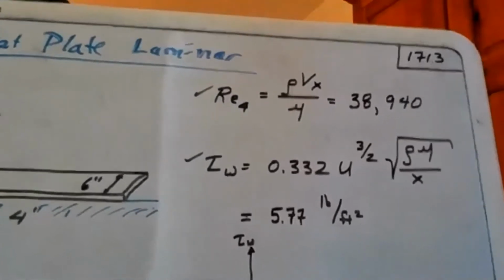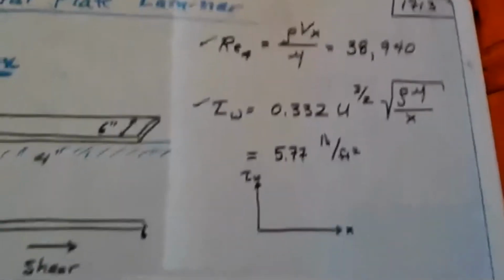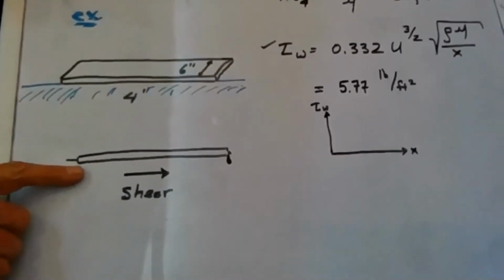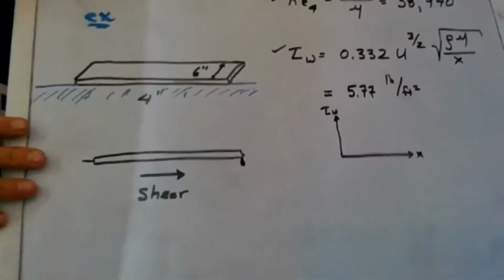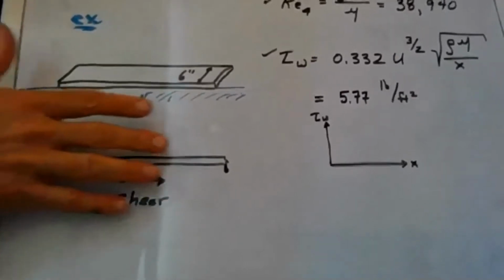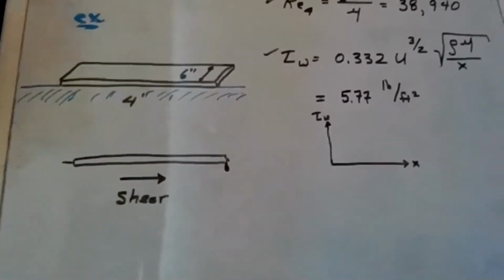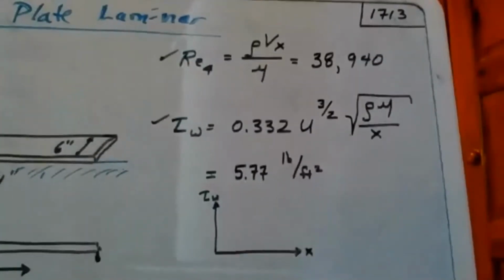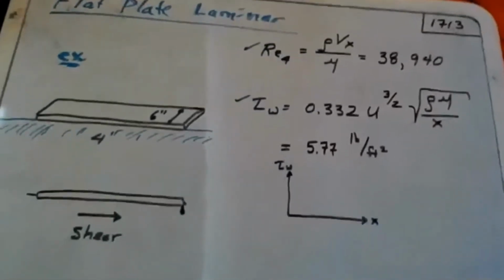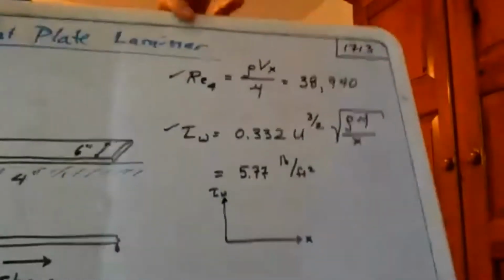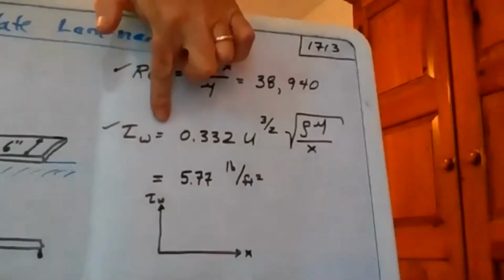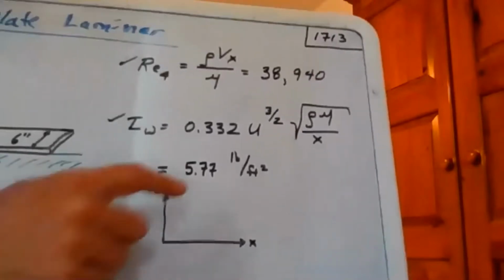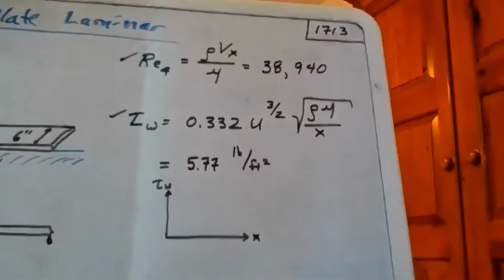What's the point of that? That means it's laminar, and that should make sense to you, even though this object is encountering a fluid that's moving fast relative to it. Engine oil has really high viscosity, so it's still going to end up being laminar. All right, the shear formula. If it's laminar, then this shear formula that was derived from first principles applies, and I plugged and chugged, and I got 5.77 pounds per foot squared.